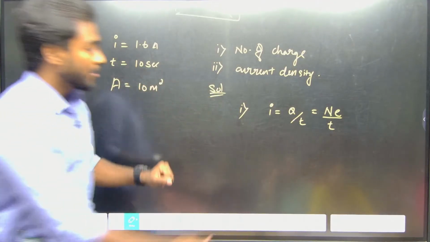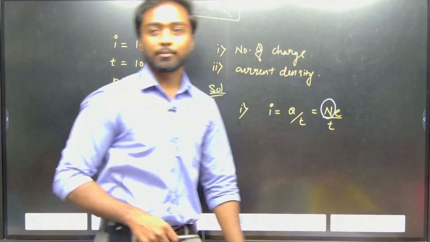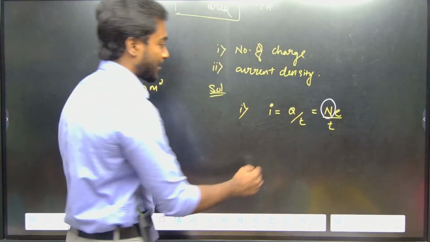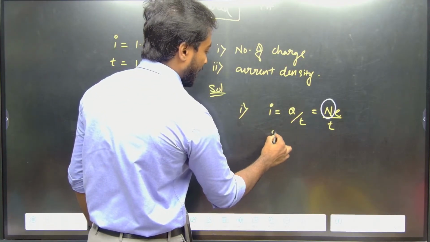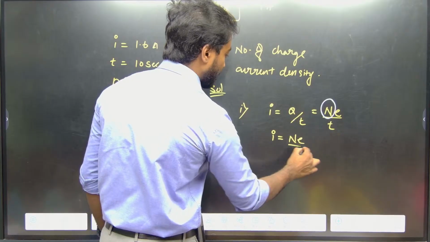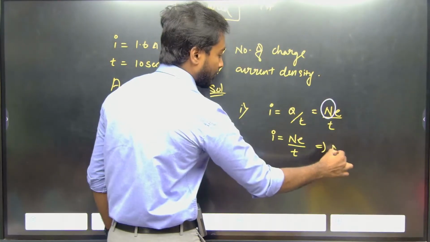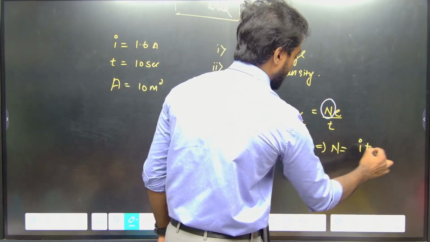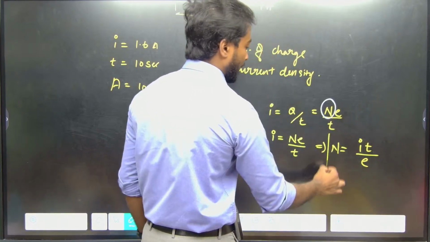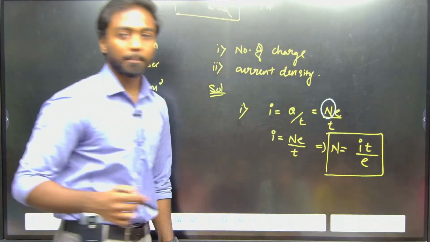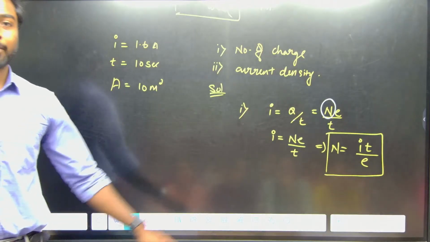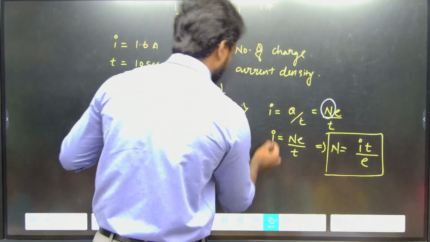N is nothing but the number, the integer. So can I say I will be equal to NE by T, where N will be equal to IT by E. So from this I can find the number. Second question, what are they asking?